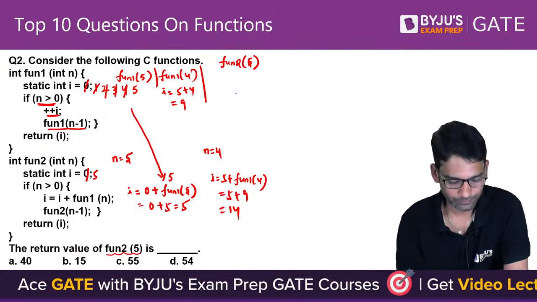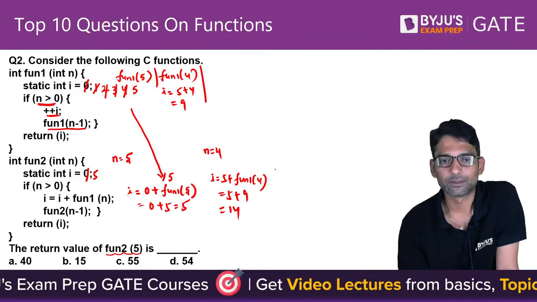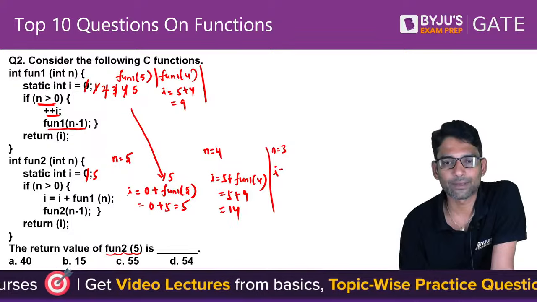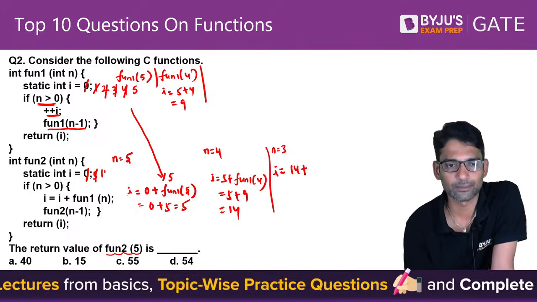Now Fun2 is called with n value 3. What happens? I is equal to 14 plus. So here I value became 14.